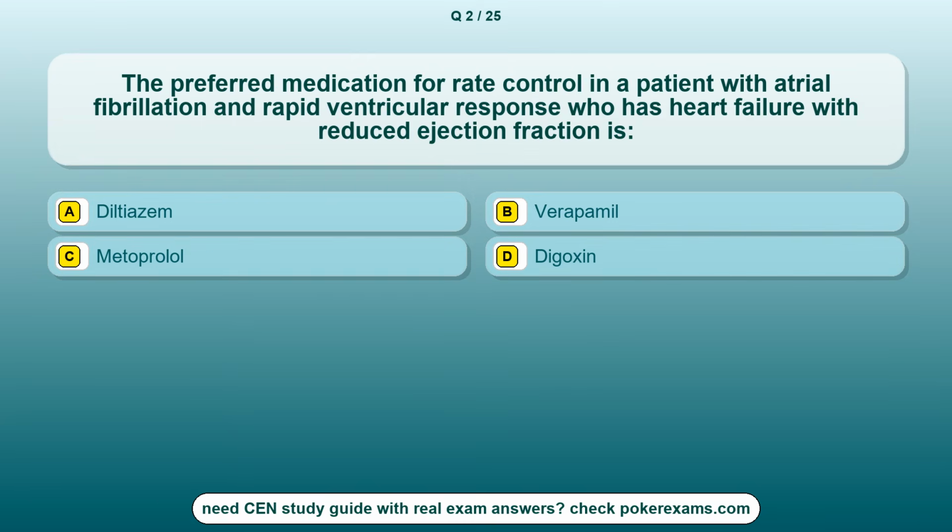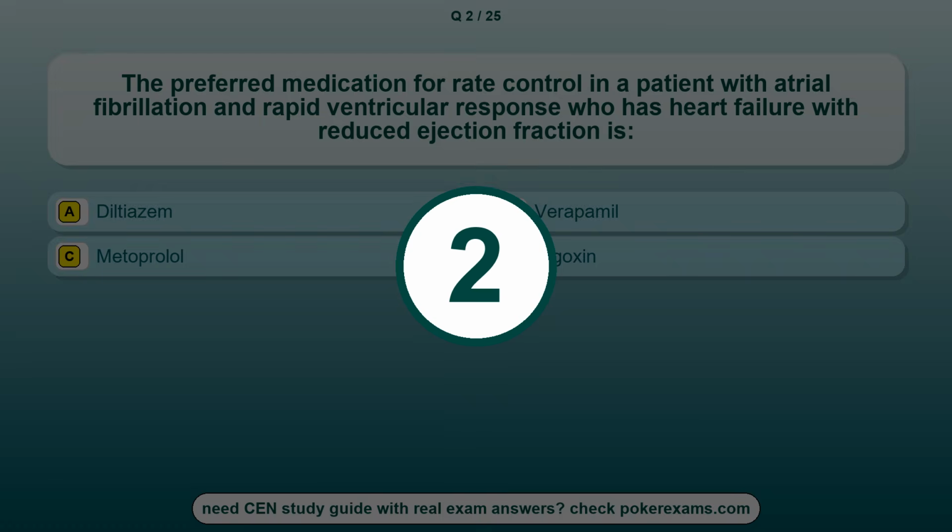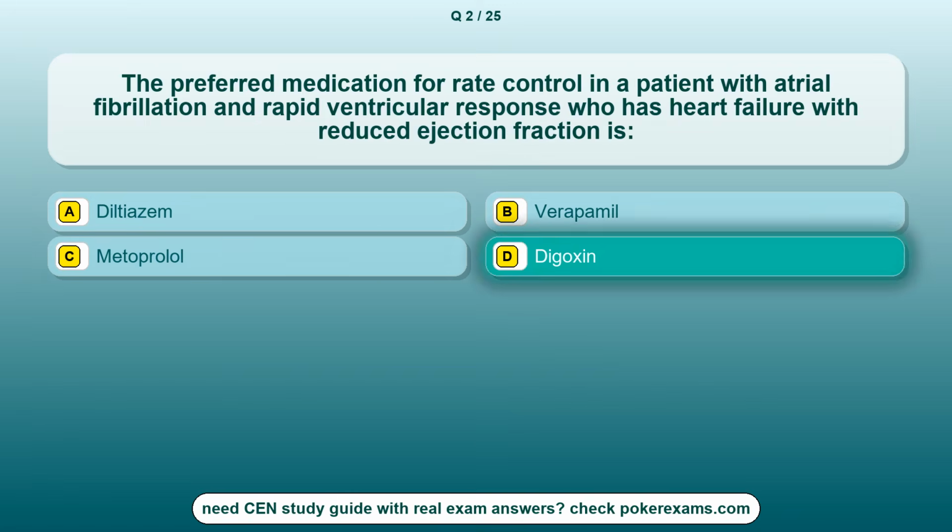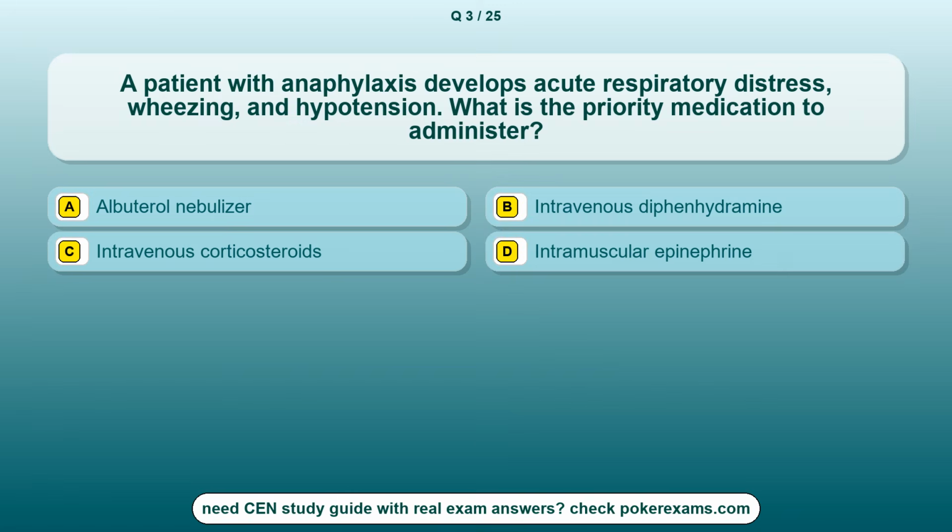Question 2. The preferred medication for rate control in a patient with atrial fibrillation and rapid ventricular response who has heart failure with reduced ejection fraction is option A. Diltiazem. Option B. Verapamil. Option C. Metoprolol. Option D. Digoxin. The correct answer is option D. Digoxin.